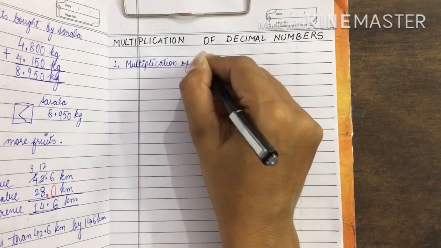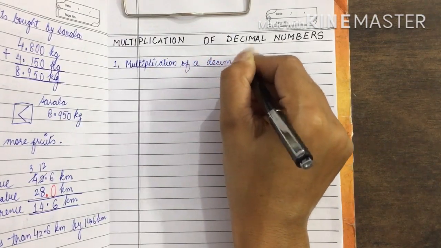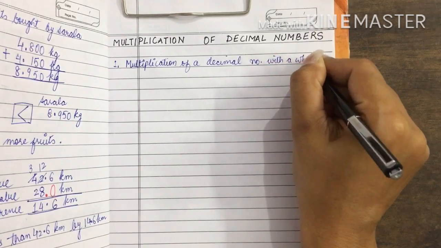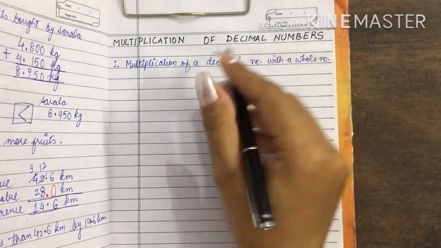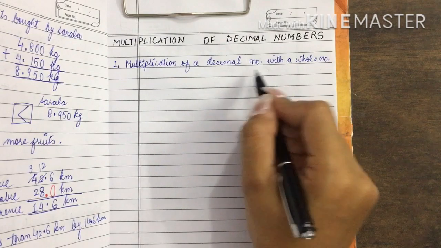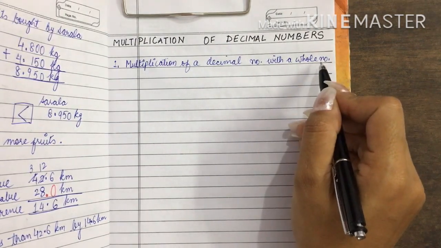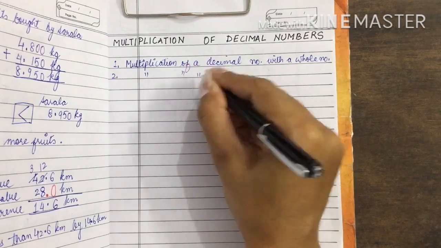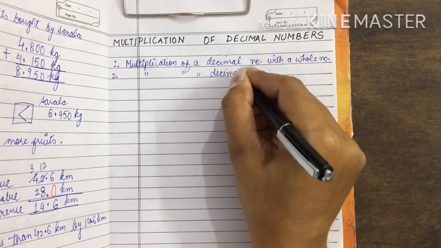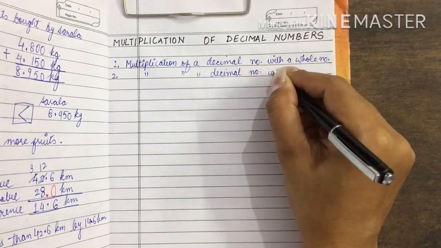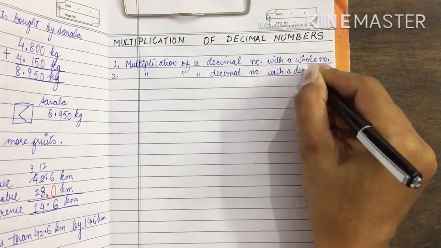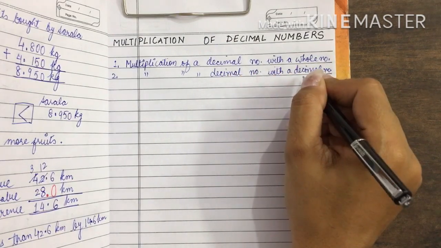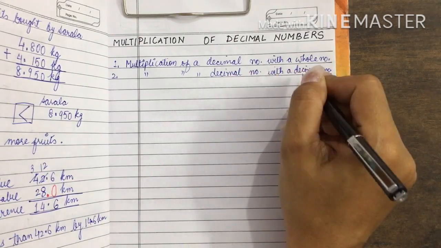So multiplication of a decimal number with a whole number. So that would mean that one number is with a point and the other number is without a point. Then second, we have multiplication of a decimal number with a decimal number. In this case, both numbers have points, the first number as well as the second number.